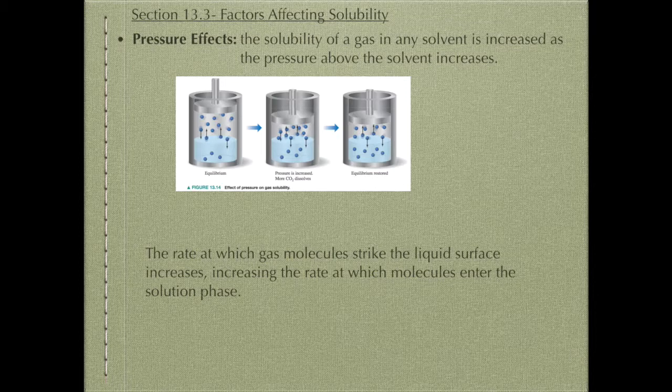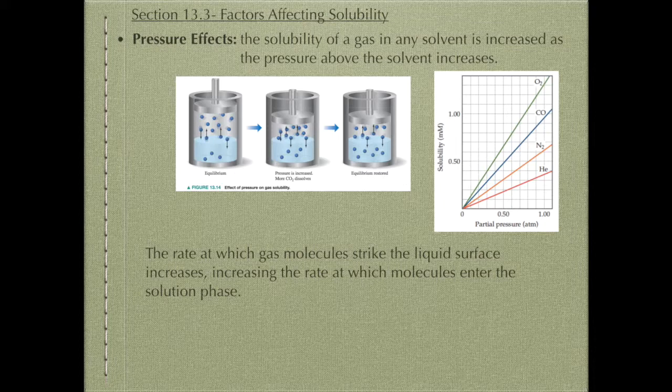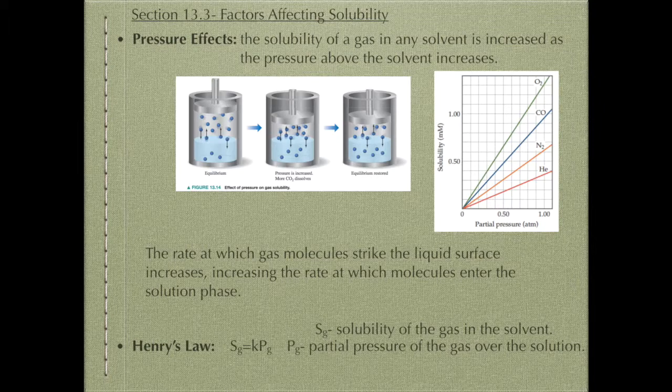in the liquid. Now, a way of representing this, if you can see on this graph right here, you can see as partial pressure increases, the solubility of all four of these gases also increases. So there's actually a law to help describe this characteristic of gases, and that's Henry's law. Henry's law states that the solubility of the gas equals the Henry's constant times the partial pressure of the gas. So Sg is the solubility of the gas in the solvent.